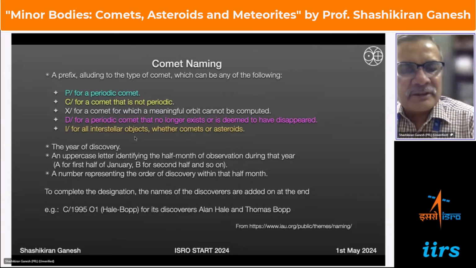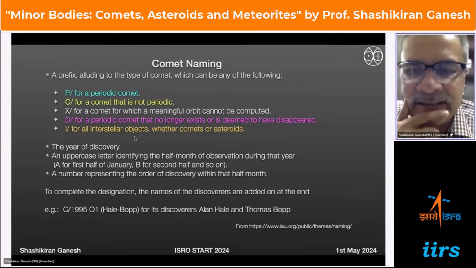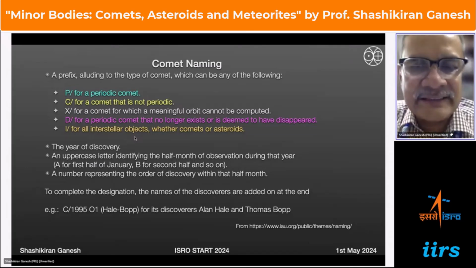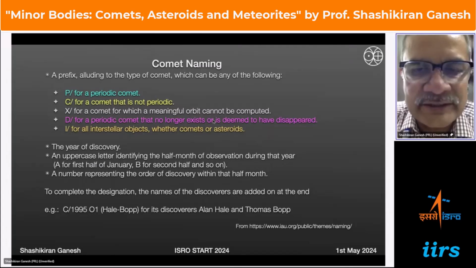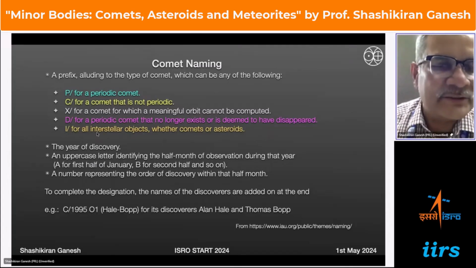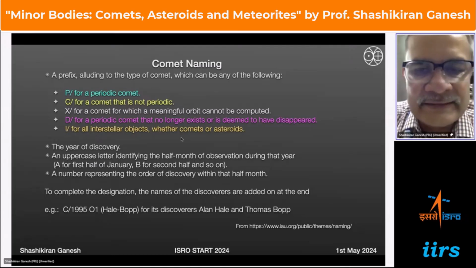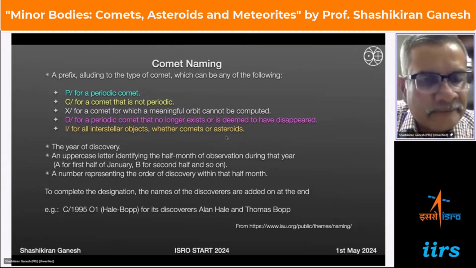D is for a periodic comet that no longer exists. For example, there are comets which either get eaten up by the sun or collide into Jupiter. There are some very famous examples from the 1990s, Comet Shoemaker-Levy 9, which went into Jupiter. And then you have, very recently, the only two interstellar objects, which have the prefix I. And this is used for comets as well as for asteroids.